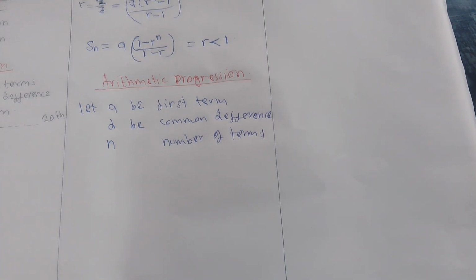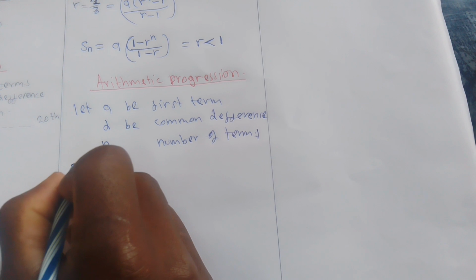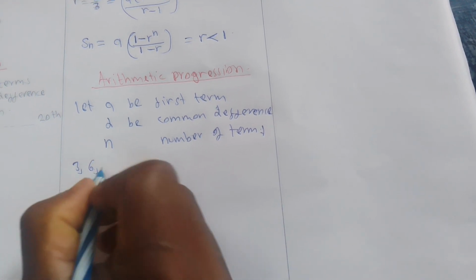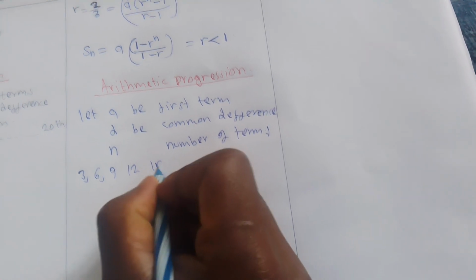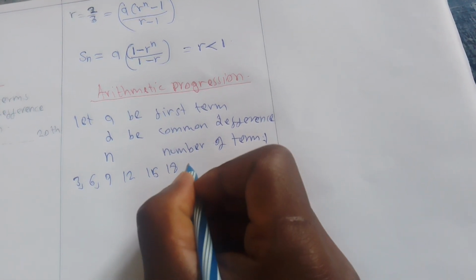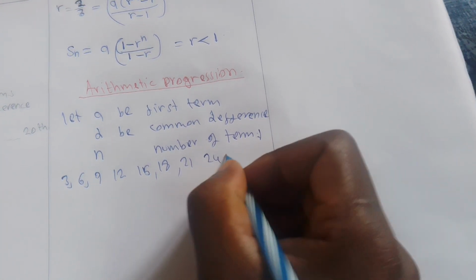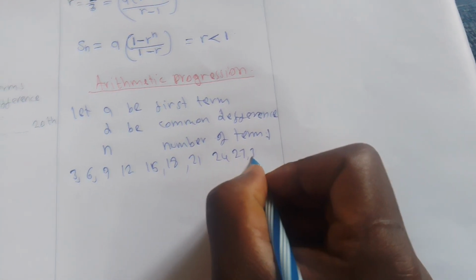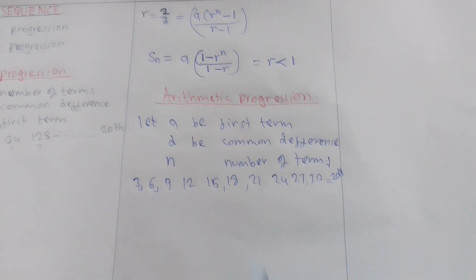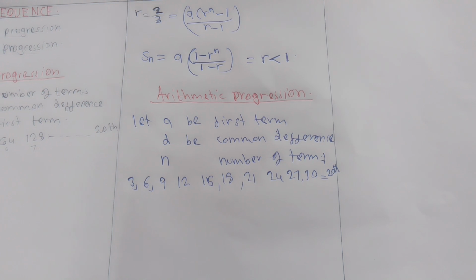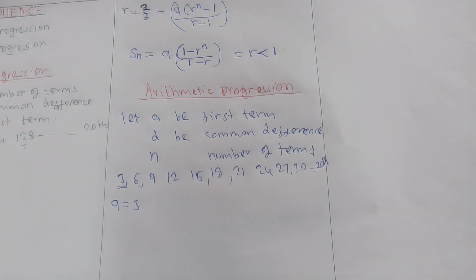Let's take an example of an arithmetic sequence: 3, 6, 9, 12, 15, 18, 21, 24, 27, and 30, up to the 20th term. So this is our sequence. How can you know the first term? Our first term, a, is equal to 3.